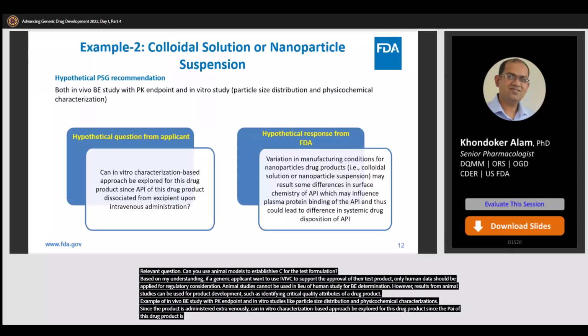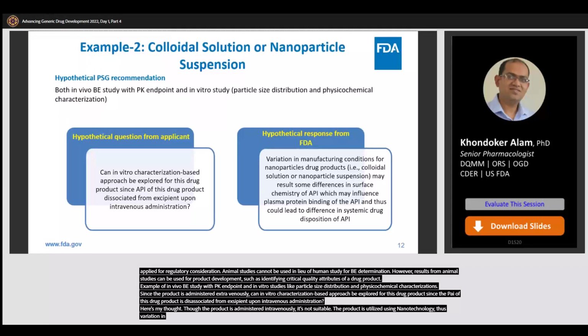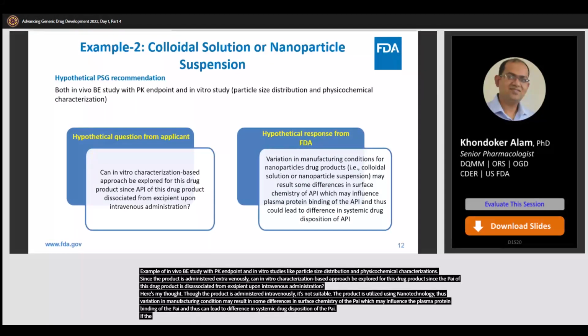Here is my thought. Though the product is administered intravenously, it is not a simple IV solution for injection. The product is manufactured utilizing nanotechnology. Thus, variation in manufacturing condition may result in some differences in surface chemistry of the API, which may influence the plasma protein binding of the API and thus can lead to difference in systemic drug disposition of the API. If a generic applicant wants to avoid an in vivo BE study for whatever reason, a model-based approach can be a good alternative.